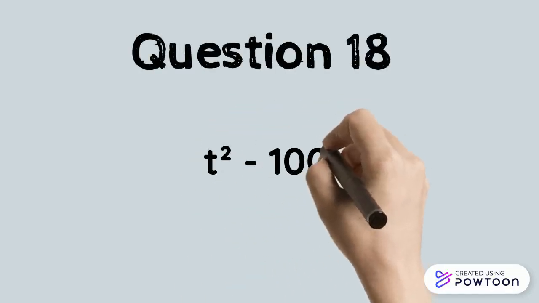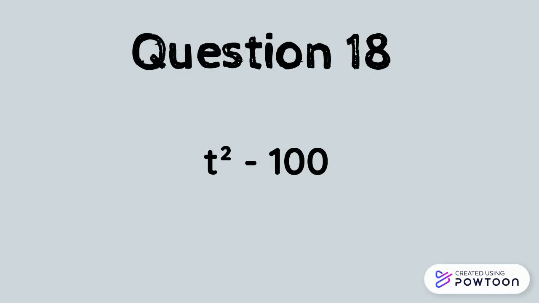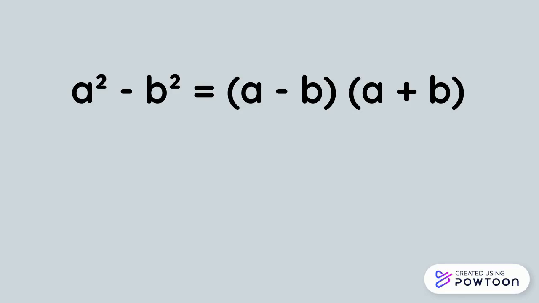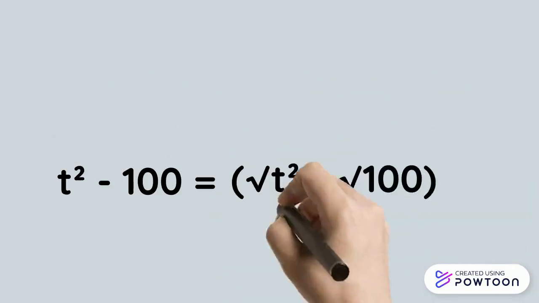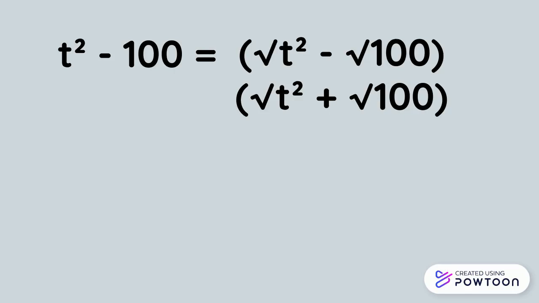Okay, so for question 18, t squared minus 100, you can tell that it's a difference of squares since there are only two terms. So using the equation a squared minus b squared equals a minus b times a plus b, we would substitute t squared for a squared and 100 for b squared. To find just a and b, we would have to square root both numbers. The square root of t squared is t, and the square root of 100 is 10.